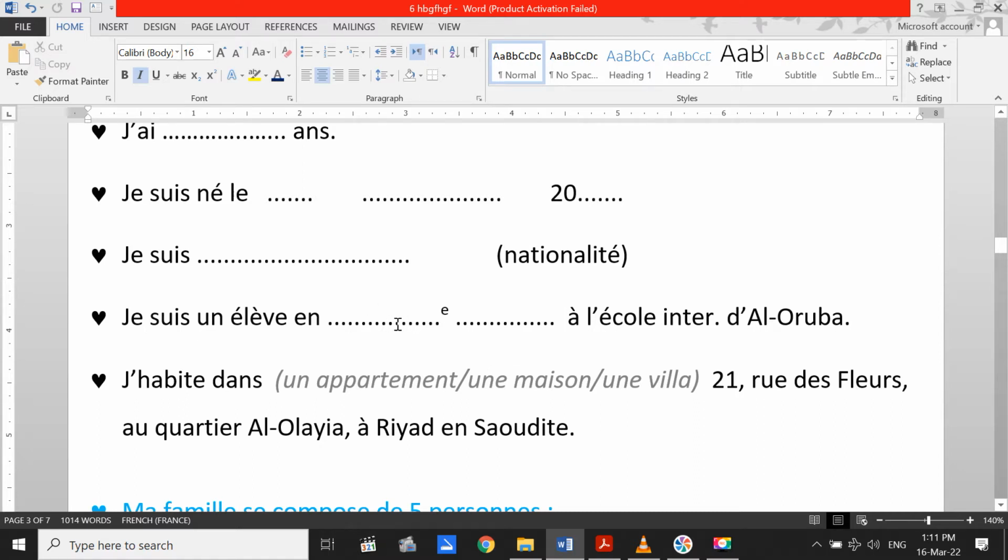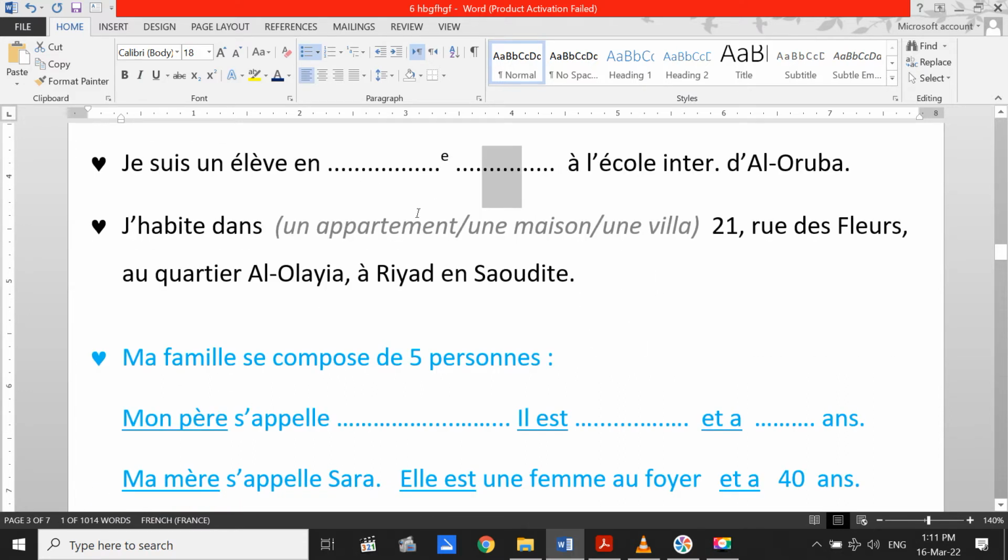And you say here the grade. En troisième, en quatrième, en seconde, en première, en terminale. And here you say the color of your class. Violet, par exemple, à l'école internationale d'Al-Orouma. J'habite, and here you choose, j'habite dans un appartement, ou dans une maison, ou dans une villa. 21, this is the number of the building. Rue des Fleurs, Flowers Street, or Road. Quartier Al-Ulayya, in Al-Ulayya, a neighborhood, or district. Riyad en Saudi.